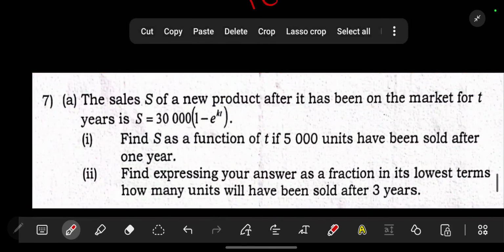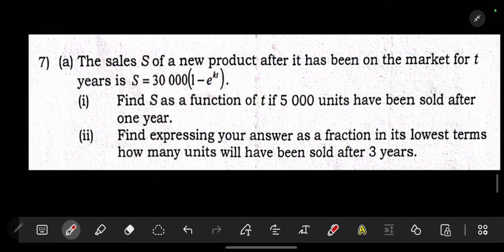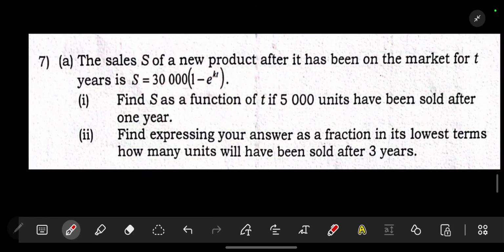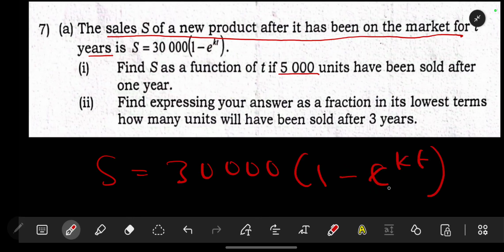So we have the sales S of a new product after it has been on the market for T years is 30,000. Then we are told to find S as a function of T if 5,000 units have been sold after 1 year. Now remember, S is the sales of the new product after T years. So we are going to say S is equal to 30,000 times 1 minus e to the power of kt.